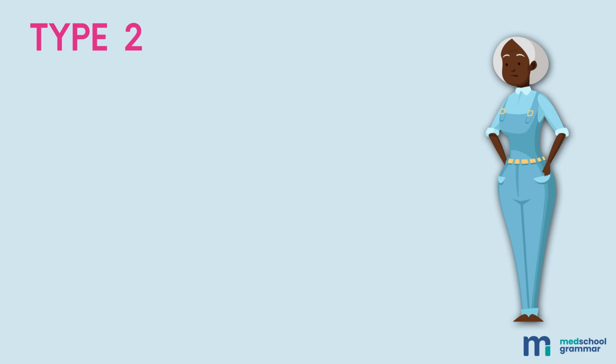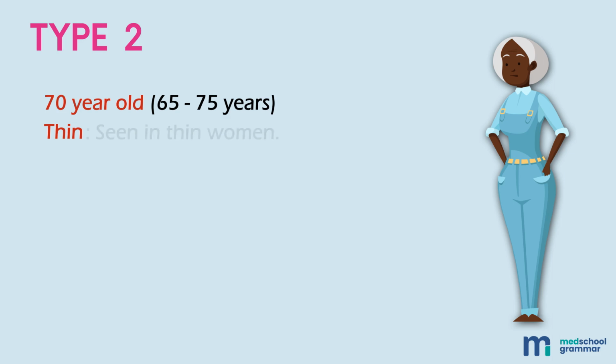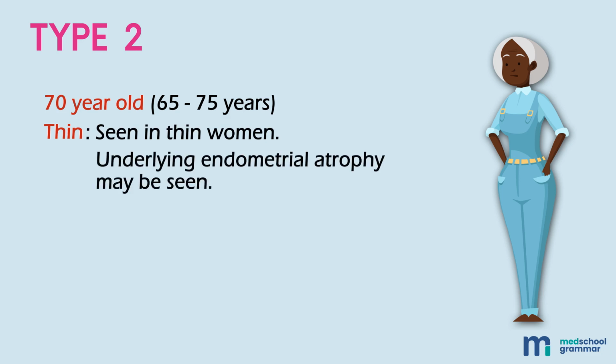Coming to our second patient, which represents type 2 endometrial cancer. She is a 70-year-old female, which represents the mean age of presentation. She is thin, which represents the fact that this is seen in thin women and also represents the fact that there might be underlying endometrial atrophy.